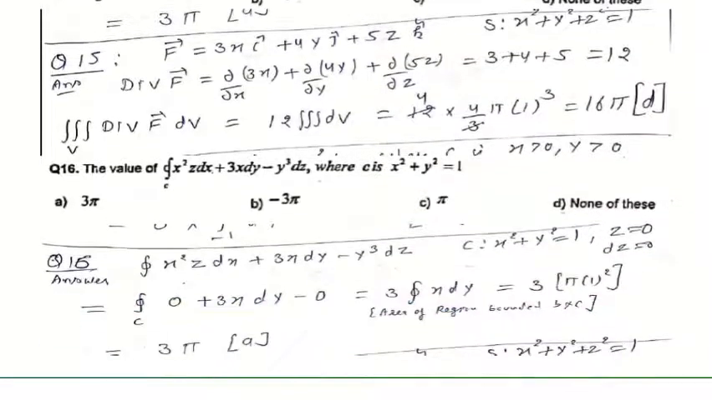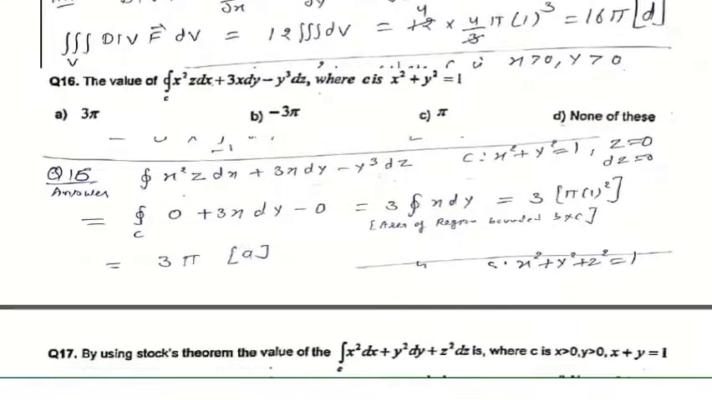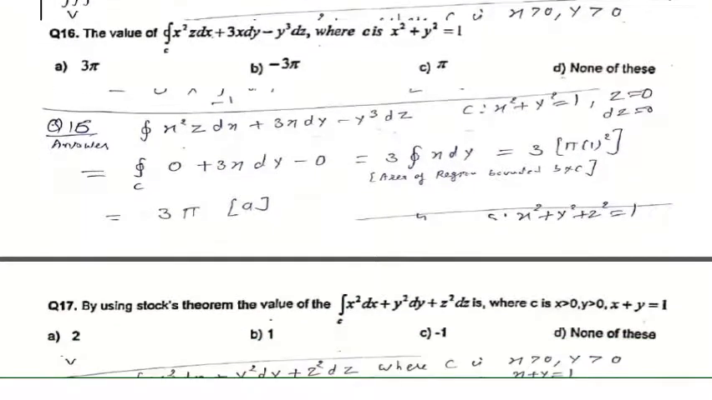Next is the value of the integral of x square z plus 3x dy plus y square z, where C is the curve bounded by x square plus y square is equal to 1 and z is equal to 0. If you are given only x square plus y square is equal to 1, that means you have to consider z is equal to 0 in the MCQ questions.